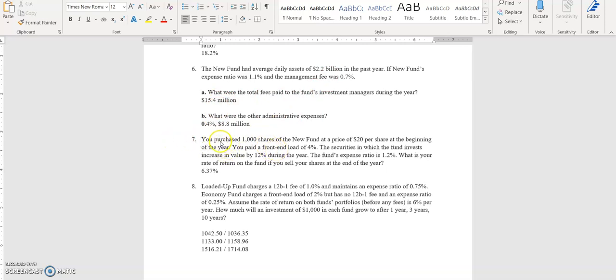Now let us suppose that you are an investor and you purchase 100 shares of this fund at a price of $20 per share at the beginning of the year. And then you also paid a front-end load of 4%. Now the securities are increasing in value by 12%. That's basically what the fund manager is earning. But then they're incurring a cost of 1.2% as expenses. So now the question is, if your holding period is 1 year, what is the investor's rate of return even though the assets have earned 12%?